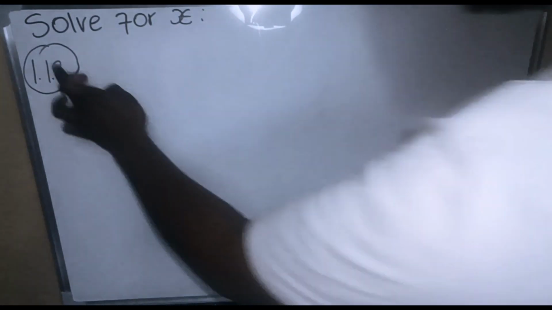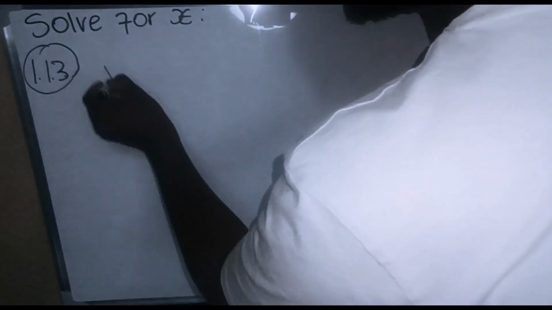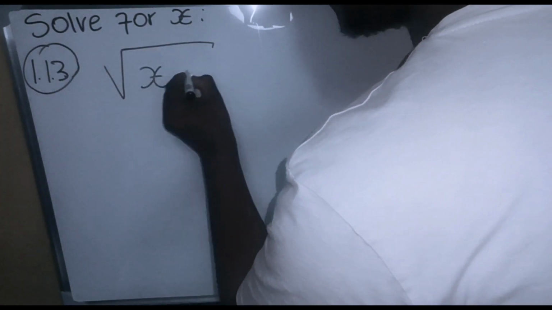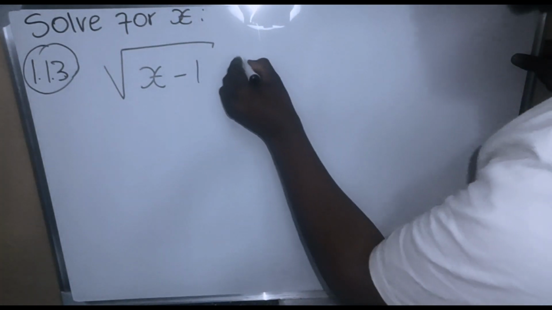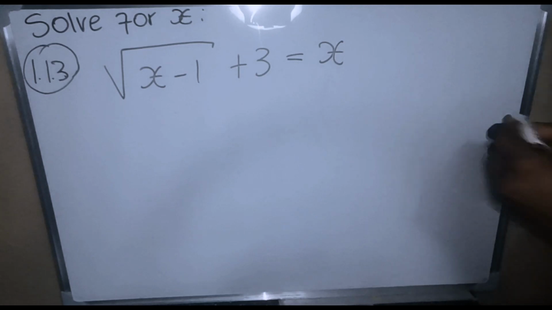1.1.3. It's very simple, it's radicals. The square root of x minus 1, plus 3, is equal to x. Solve for x in this case.